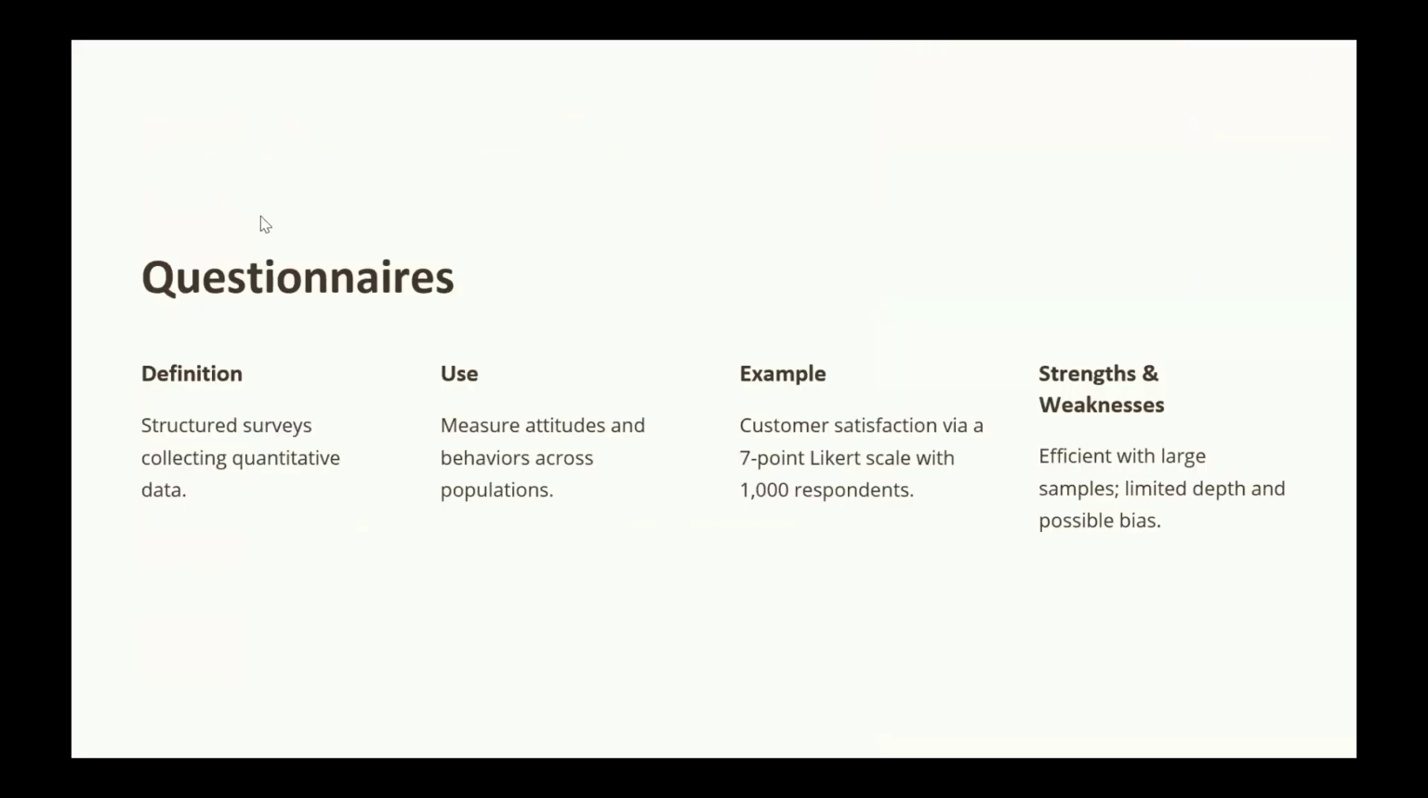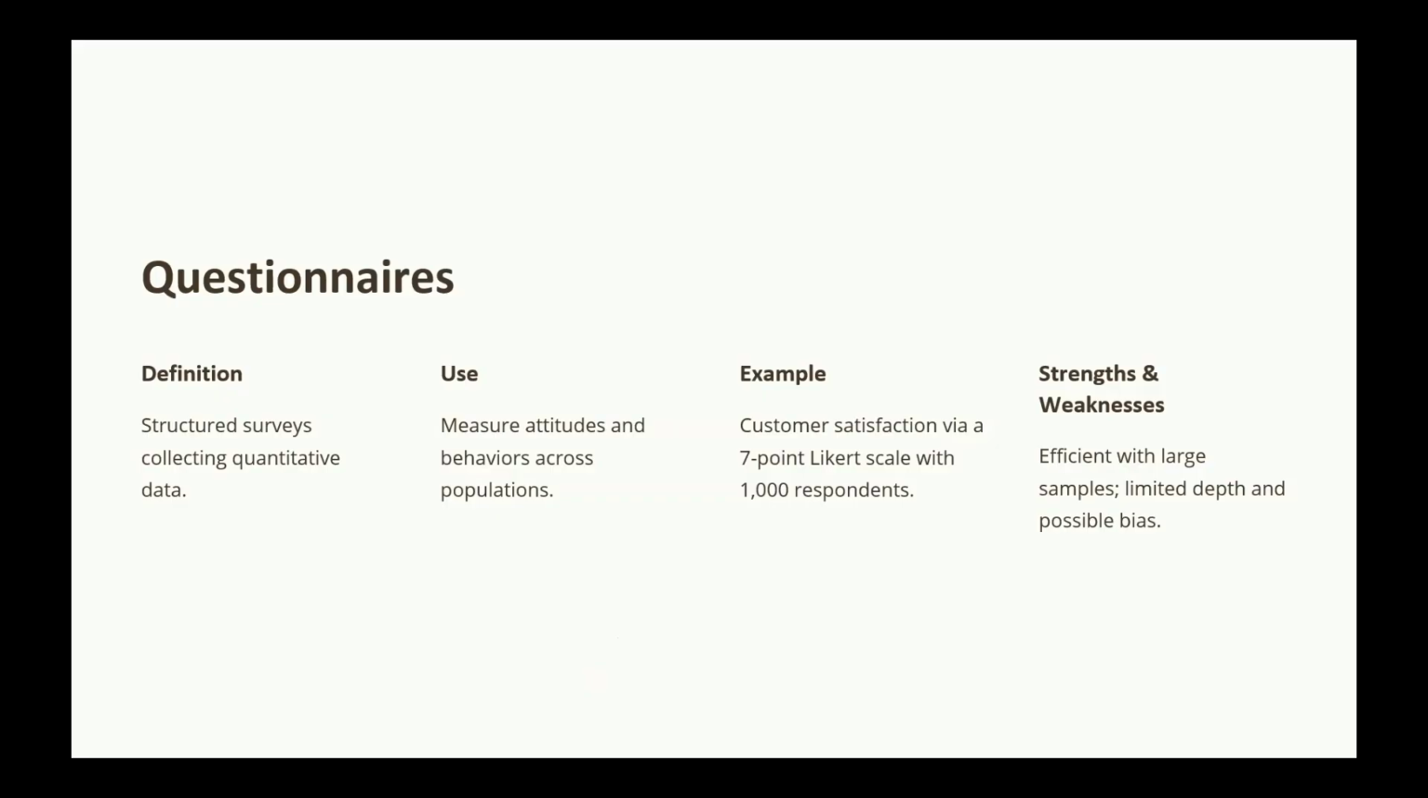Another one is the questionnaire. We have talked about this very well. This is part of your survey. The questionnaire will assist you to gather your survey, to collect your data, and we have talked about the measures to measure attitudes and behaviors across populations. And of course, you are not going to deal with your entire population. You are going to deal with samples, which is what we are going to be talking about thereafter. An example of this is customer satisfaction using a 7-point Likert scale for about 1,000 respondents.